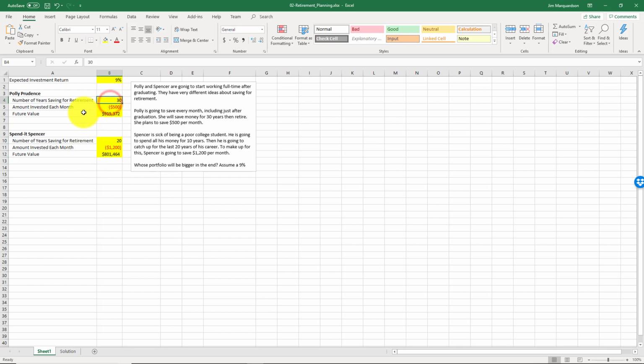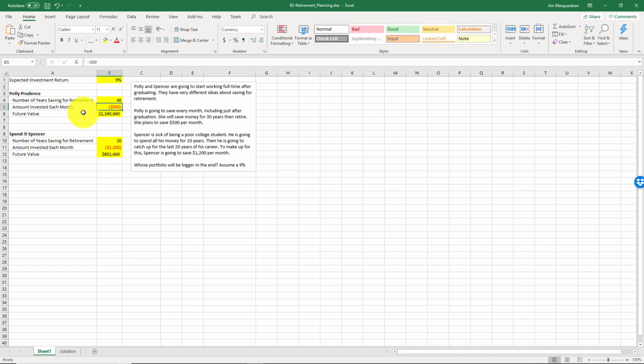Now let's assume Polly wants to retire at 65 instead of 55. That gives her 10 more years. Let's just play around with this a little bit. Ten more years, look at what happens to her investment. She becomes a multi-millionaire, working 40 years, investing $500 per month at a 9% return, which is reasonable. So the secret to getting rich is saving money. Save $500 a month, and by the time you retire, you will be a millionaire.